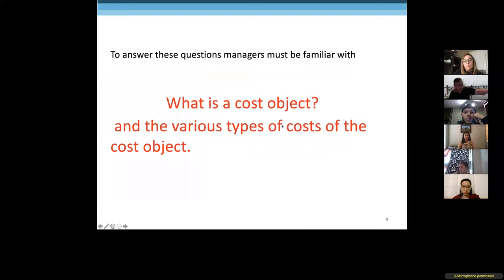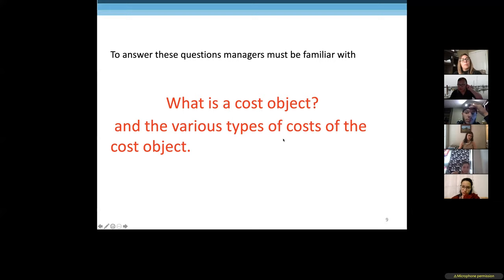Okay, so first, to answer this question, a manager must be familiar with what a cost object is and the various types of cost of the cost object. Okay, go back to that Lego situation. What is the cost object we are talking about for the Lego example? Would it be like a head or a body or any particular finished product that has costs that can be related to it? Yeah, that's exactly right. And what about for the cheese example? What's the cost object? That'll be the cheese, right? That's the product, that's the cheese.